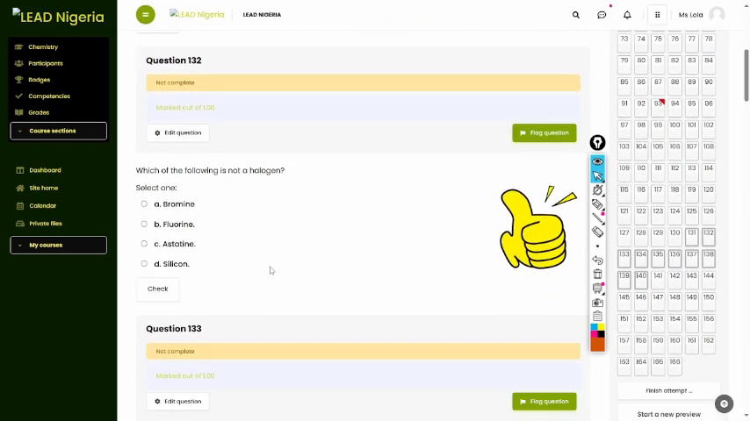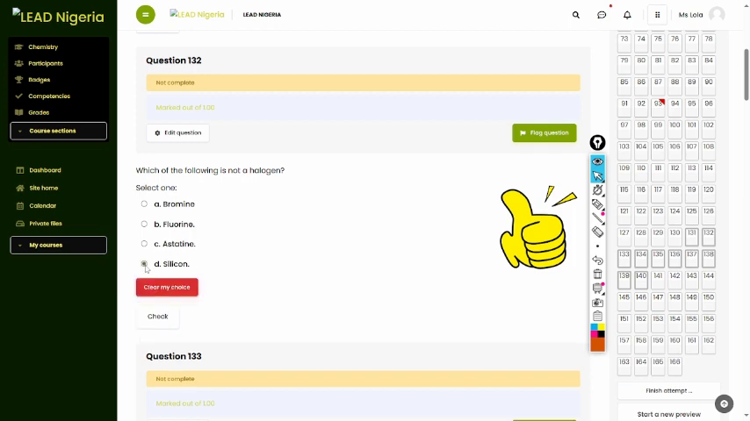Which of the following is not a halogen? Okay, so halogens are group 7 elements, and they are fluorine, bromine, chlorine, iodine, and astatine. So the odd one is silicon. Silicon is a group 4 element.